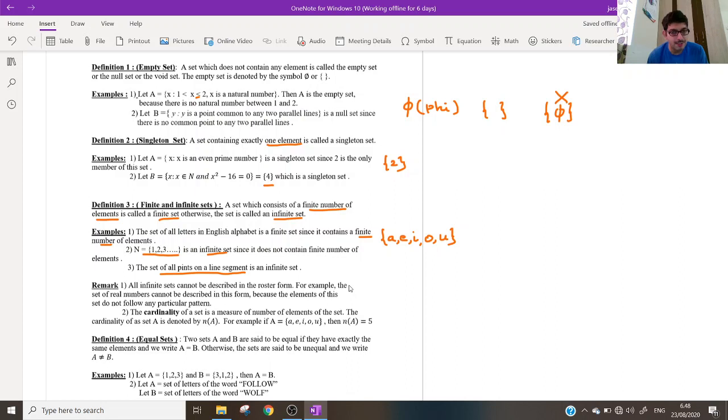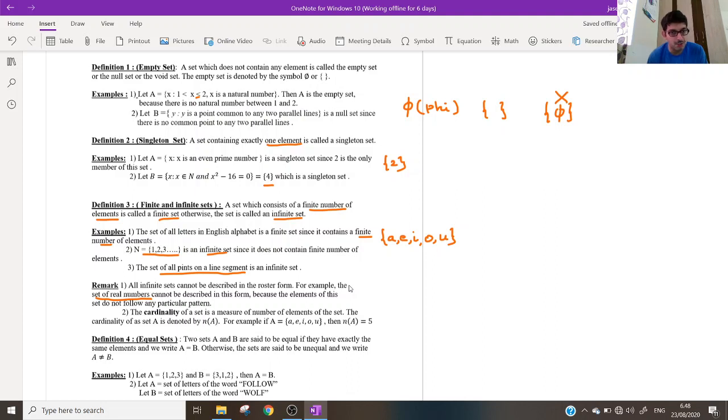Now when we are considering infinite sets, it is not necessary that we can write all infinite sets in roster form. For example, the set of real numbers cannot be described in roster form. We cannot list the elements of the set of real numbers. It is not possible to write real numbers in roster form because the elements of the set do not follow any particular pattern.